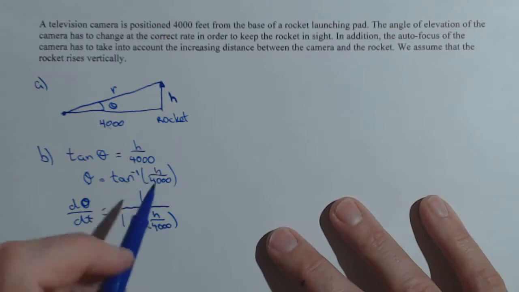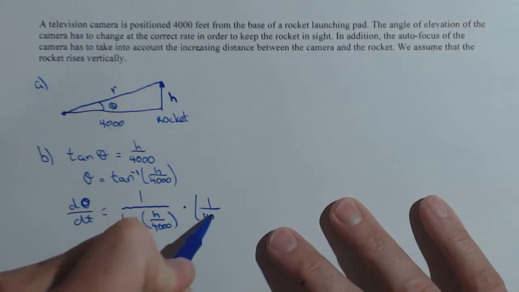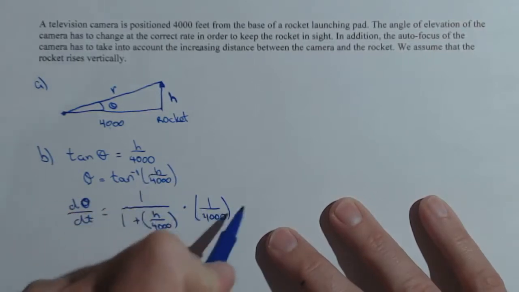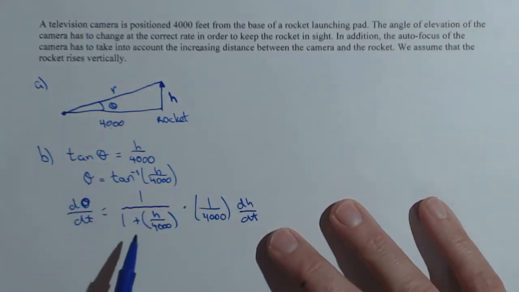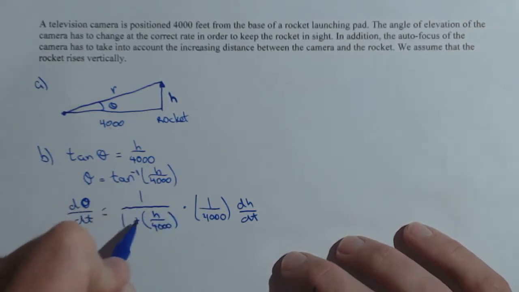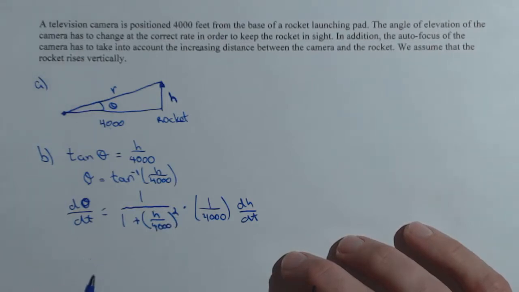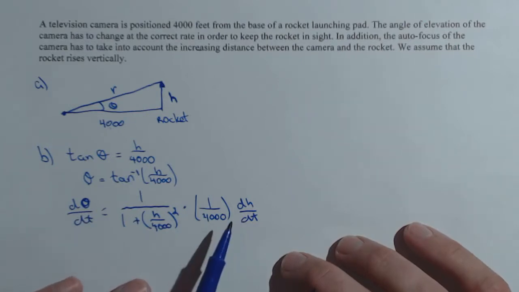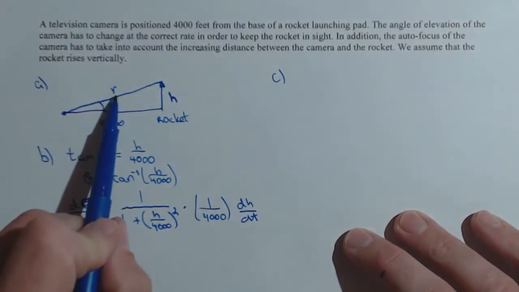times the derivative of the inside. So times the derivative of h over 4,000, so times 1 over 4,000 times the derivative of h with respect to time, which is dh dt. Alright. Oh, sorry. This is 1 over 1 plus what's inside the arctan squared. There should have been a squared there. My mistake. And so there's our relationship. It's not pretty, but we've got a relationship between the rate that the angle is changing and the rate that the height is changing. C asks us to do something similar, except now it wants us to come up with something for r.